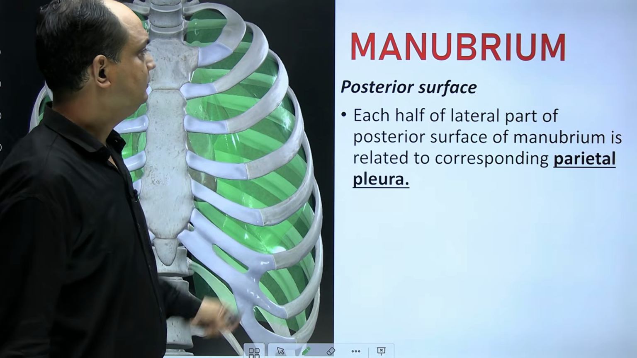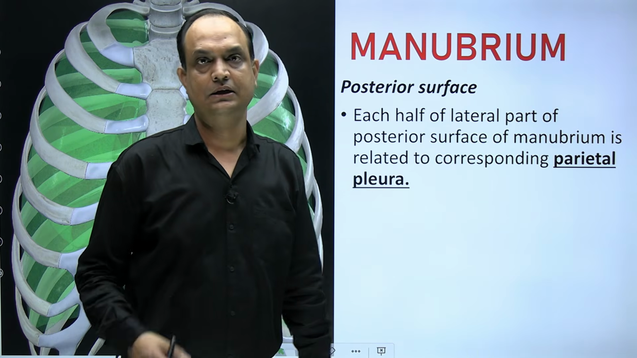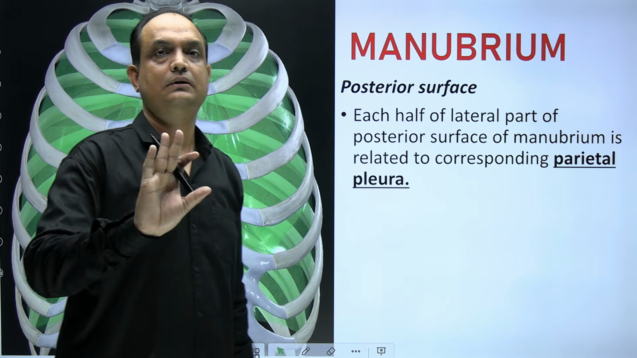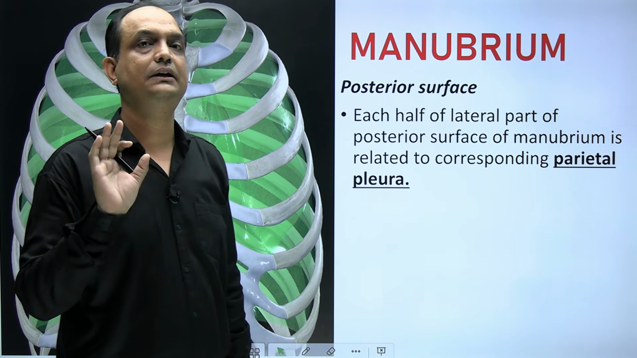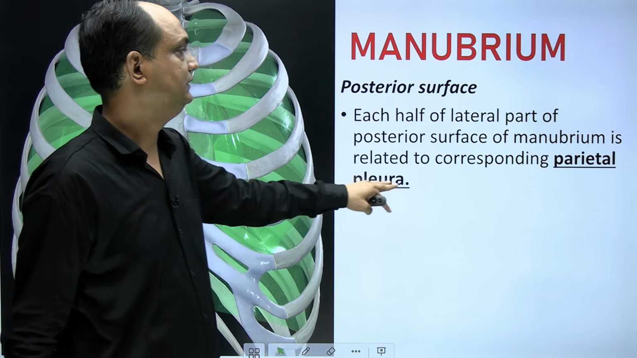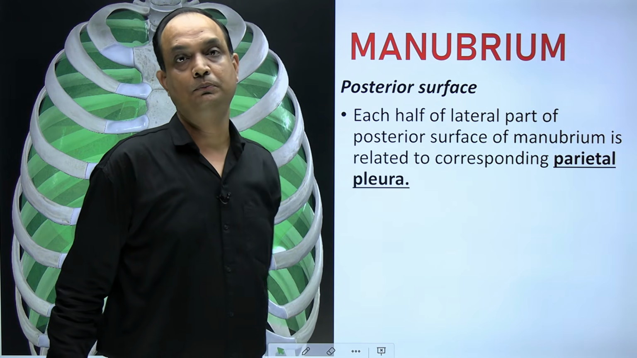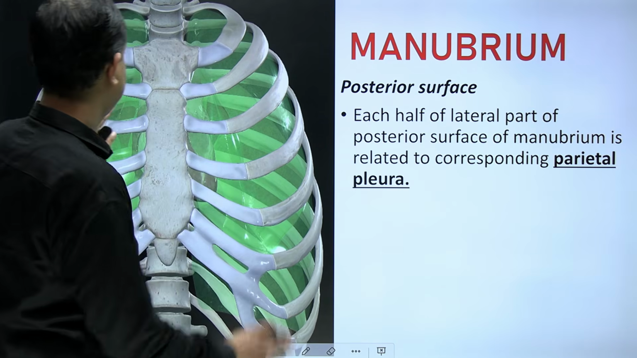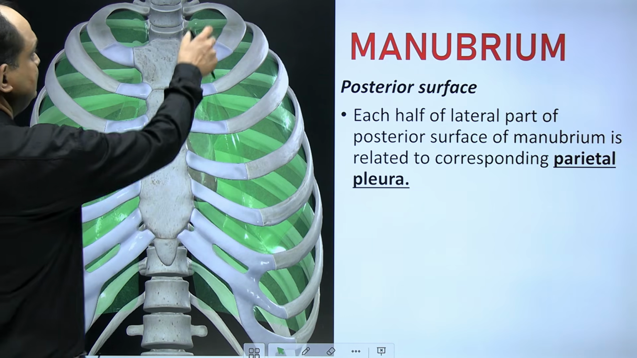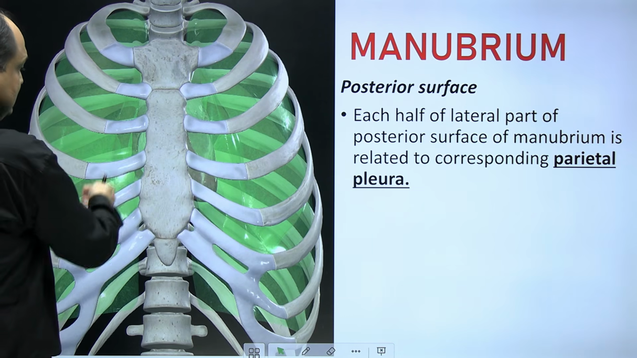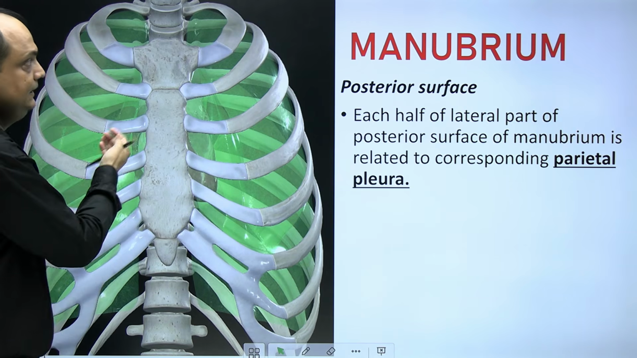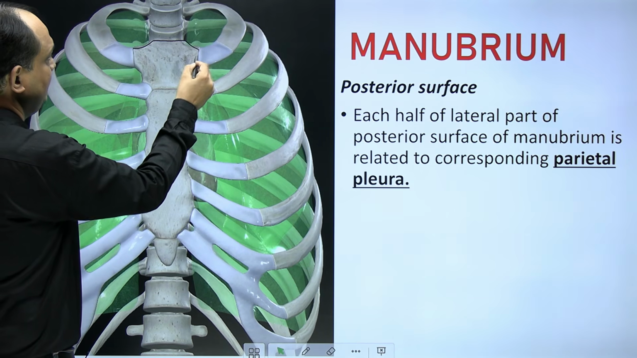Clear? Now posteriorly, when you see the relations, you will find there is a relation with the corresponding parietal pleura. Now this is the image where you can see that these are the two pleurae which are present on the left and right side, and this is your manubrium.